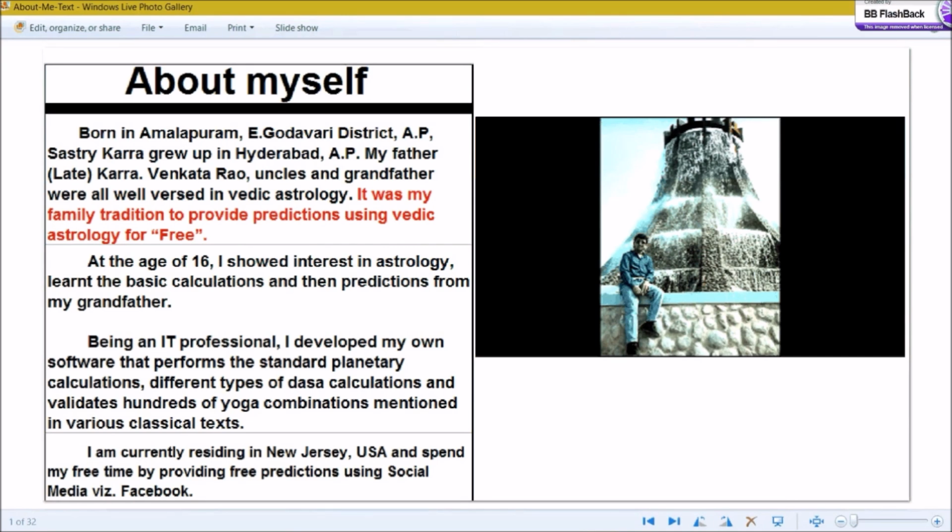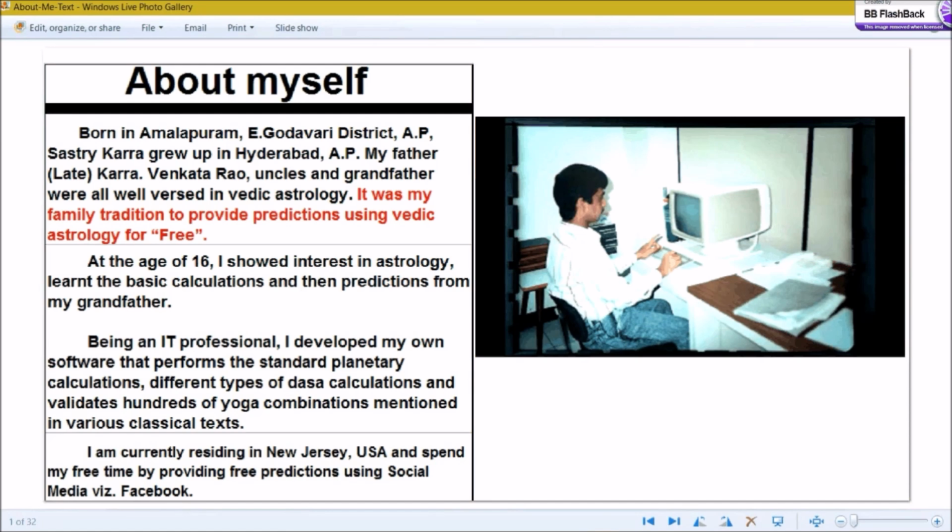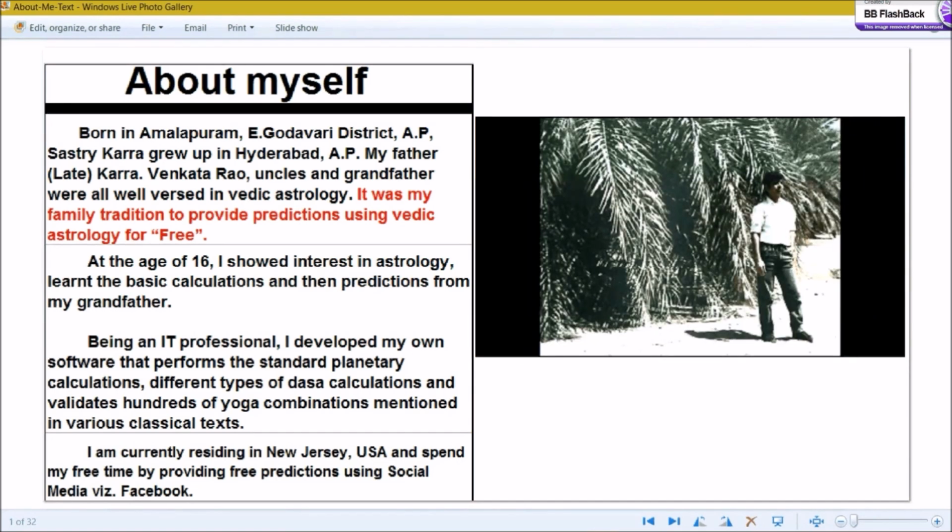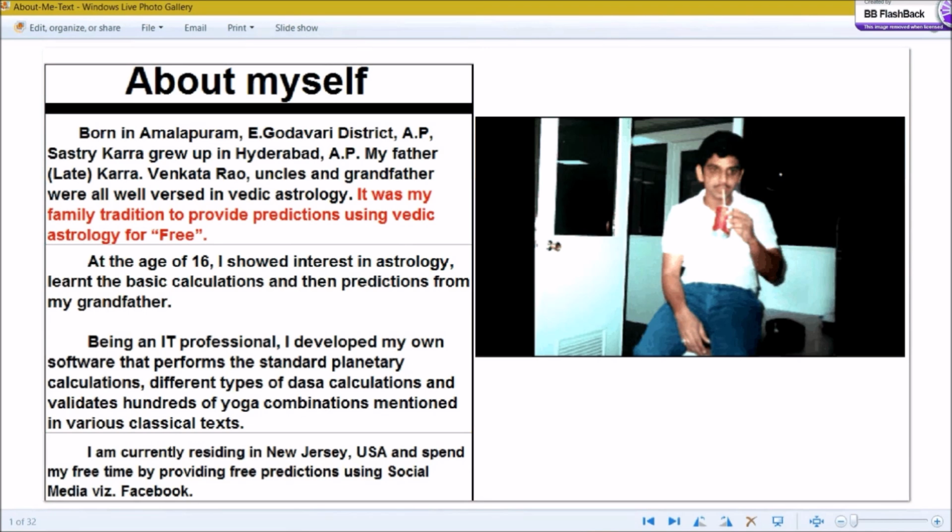Thus, I learned how to draw the birth charts first and showed interest in predictions. So my grandfather told me some of the tips that he usually uses for predictions. And after learning those tips, I documented some of them. I verified them with my father.